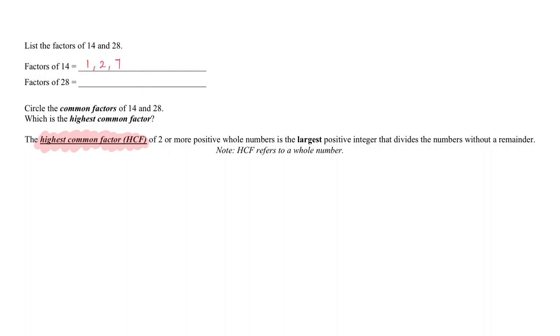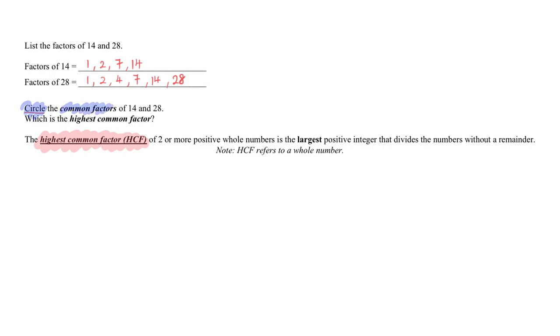1, 2, 7, 14. That will be for 14. 1, 2, 4, 7, 14, and 28. And we can then circle the common factors of 14 and 28. And I'm going to circle with another color so that it's easier for you all to see.